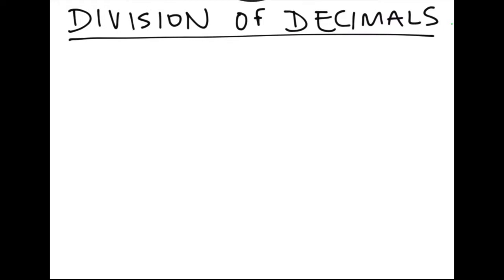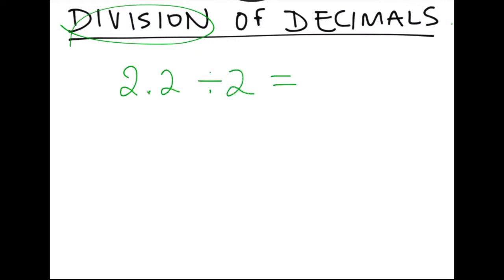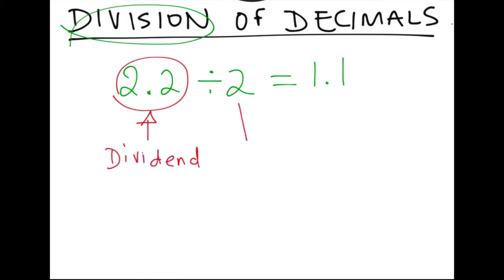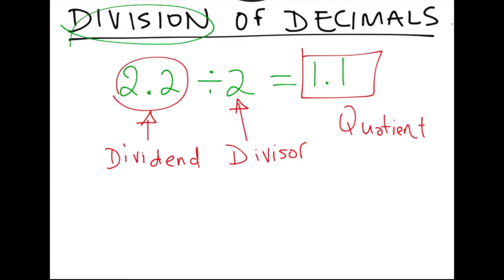In this video, we are going to look at the concept behind division of decimals. If I say 2.2 divided by 2, the answer is supposed to be 1.1. The first number is called the dividend. The second number is called the divisor. And the answer is called the quotient. These are three key important terminologies that you need to be aware of.